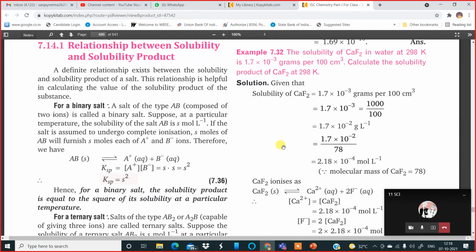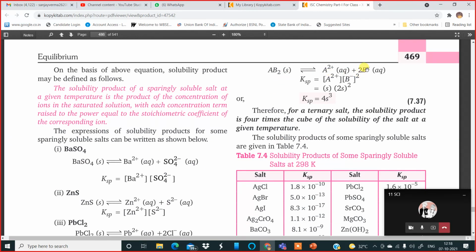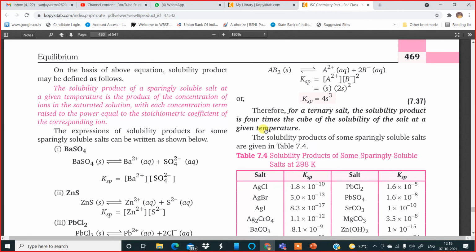Therefore, for a ternary salt, the working is over here. AB2 is giving A2+ and 2B-. So there are 3 ions, 1 ion of A2+ and 2 ions of B-. So Ksp will be equal to the concentration of A2+ into the concentration of B- raised to the power of 2, according to the definition. So for a ternary salt, the solubility product is equal to S into (2S) squared, which is 4S cube. Therefore, for a ternary salt, the solubility product is 4 times the cube of the solubility of the salt at a given temperature.